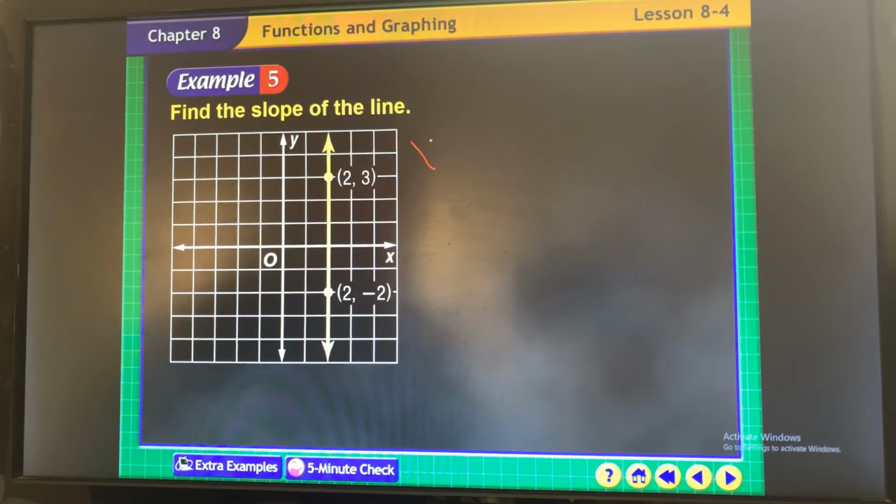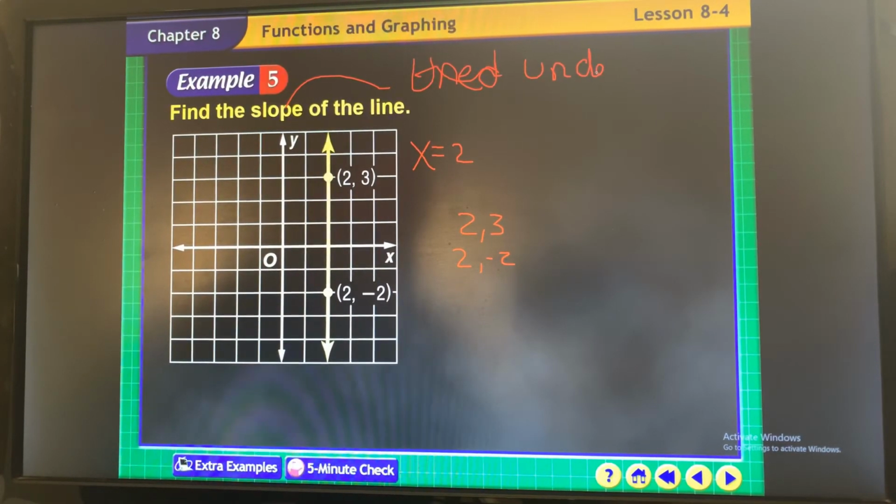Vertical lines, remember, are x equals. Now, vertical lines have zeros in the denominator. So this one will be undefined. The slope is undefined. Well, I am spelling that wrong. Undefined.